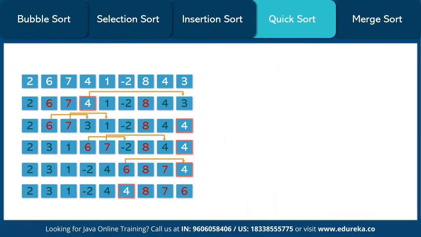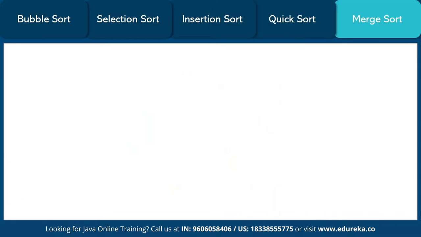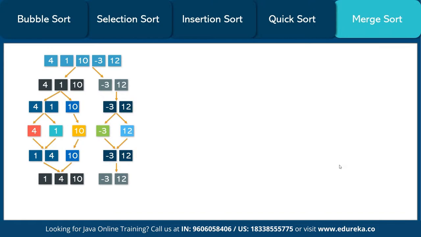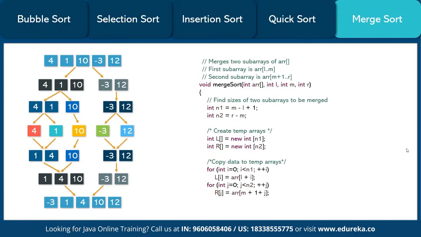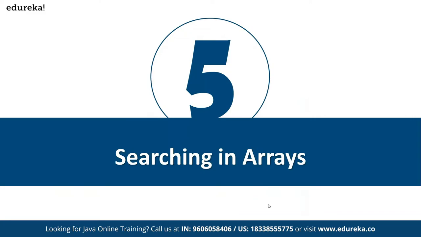Another sorting technique that we have is called merge sort. Merge sort is also a divide and conquer algorithm, guys. It divides the input array into two halves, calls itself for the two halves, and then merges the two sorted halves. That's what it does in merge sort. And this is the function which describes how merge sort can be implemented. So this is about the sorting techniques.